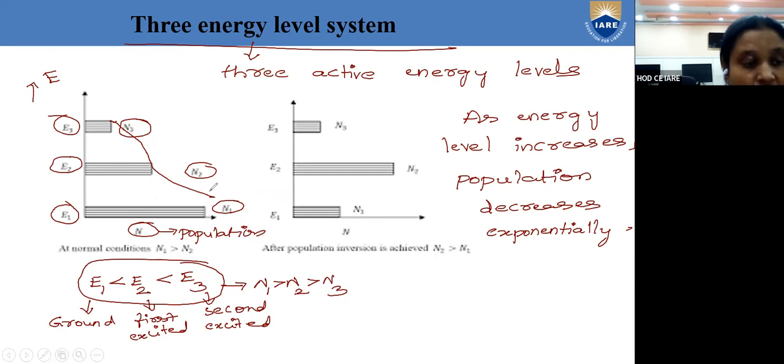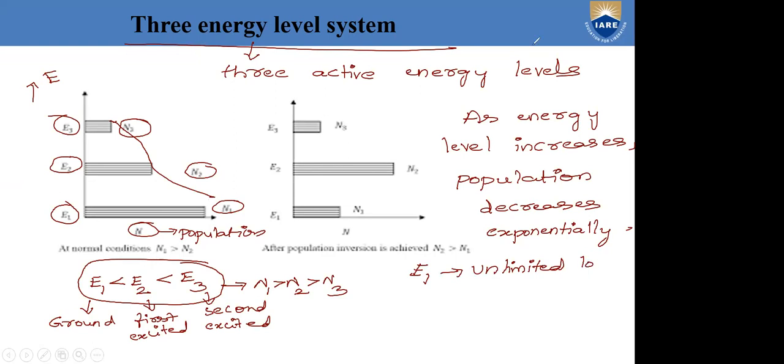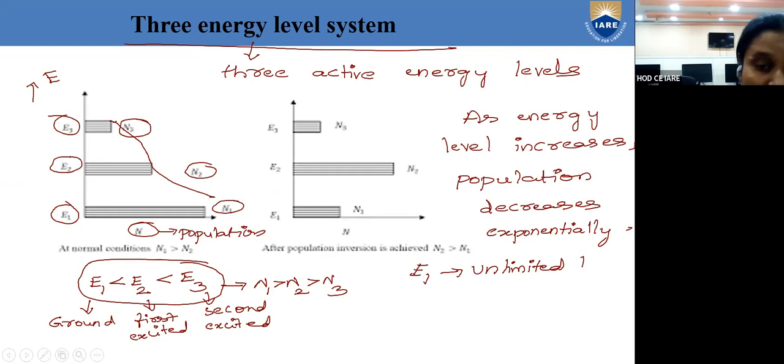Before going further, whatever I have written here, just write in your notes. Now what I am saying here is, of course, E1 is the ground state, and we know that the ground state will have unlimited lifetime. Unlimited lifetime means its lifetime will be long as long as we don't supply any energy. Now there are two excited states.